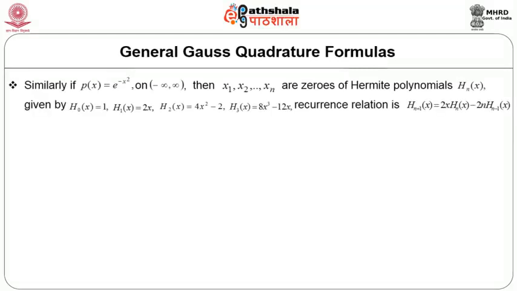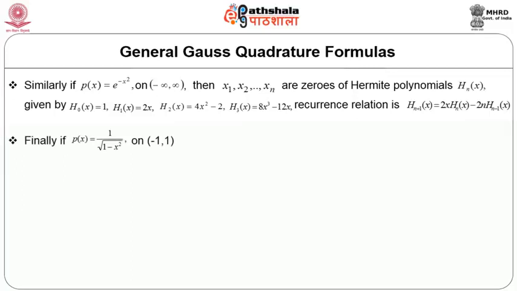And similarly, if p(x) is e raised to minus x square on minus infinity to infinity, then x1, x2, xn are zeros of Hermite polynomials Hn(x) given by H0(x) is 1, H1(x) is 2x, H2(x) is 4x square minus 2, H3(x) is 8x cube minus 12x. And the recurrence relation for Hermite polynomial is H(n plus 1)(x) is 2x Hn(x) minus 2n H(n minus 1)(x).